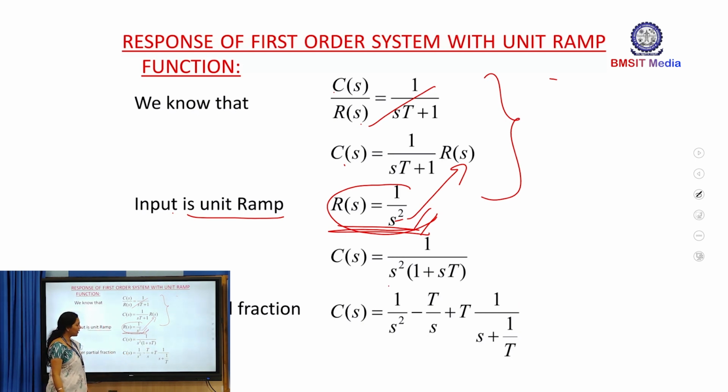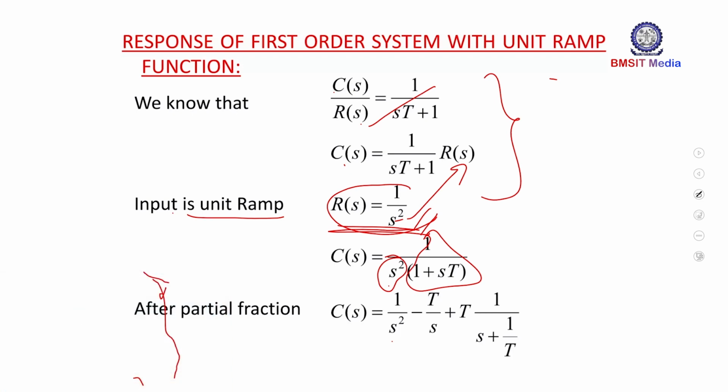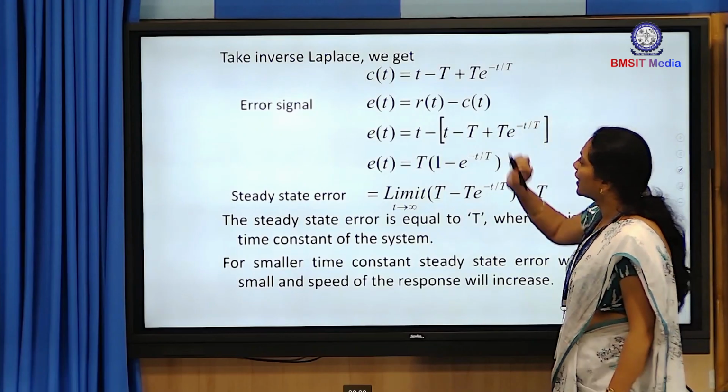Now what I will be doing? I have to again take the partial fraction for this. Whenever a square is there, I know how to take the partial fraction from the previous one. So it is 1 divided by S square minus T by S plus T into 1 by S plus 1 divided by T. Now what I will be doing?